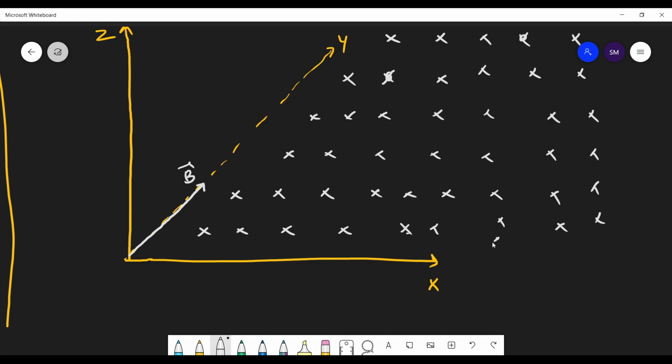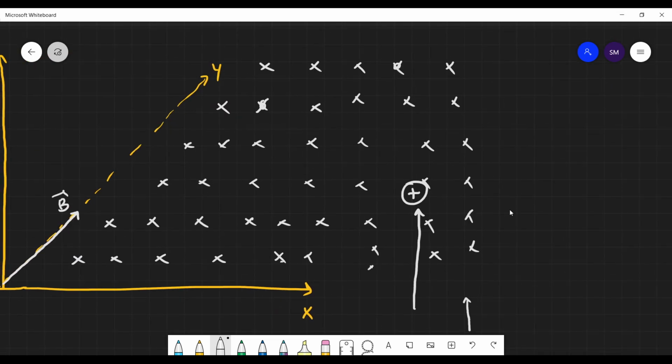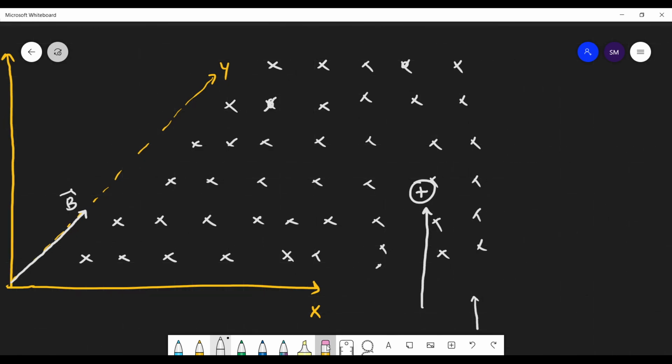Now you have a positive charge q which enters from here. That's the positive charge. So students, what's the case here? What's the direction of v? See, that's the direction of v, which is along the z-axis, k cap.